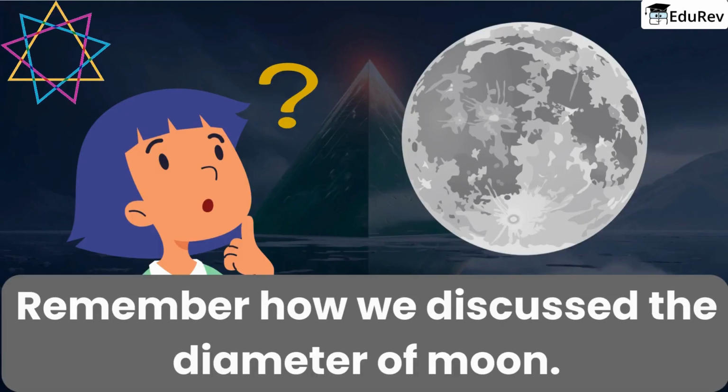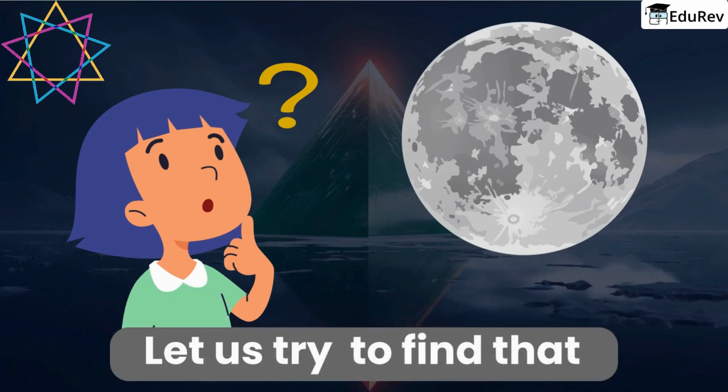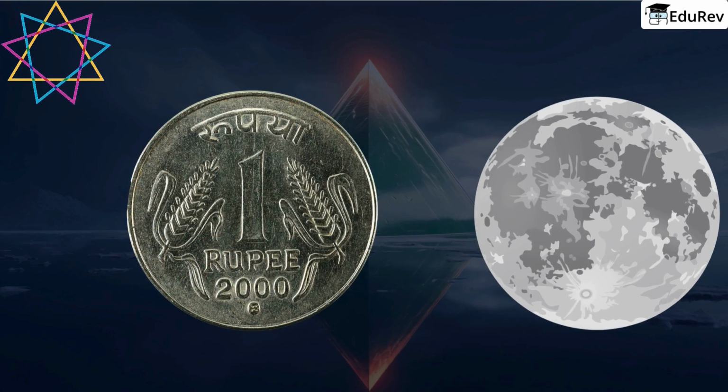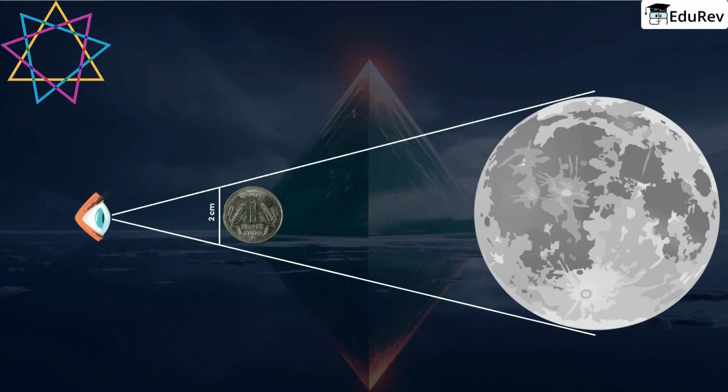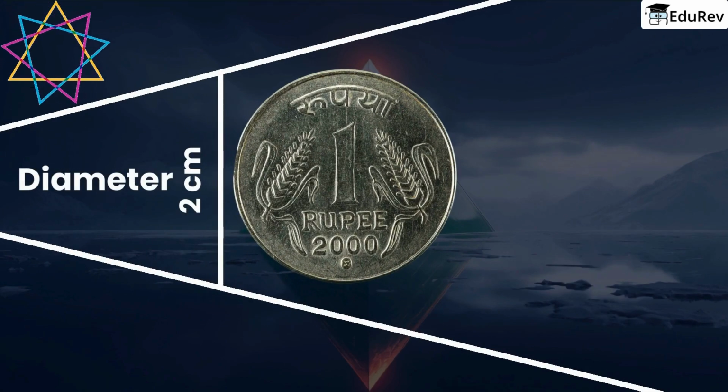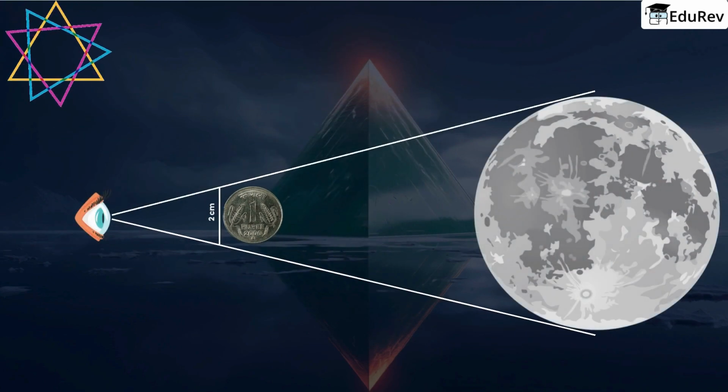Remember how we discussed the diameter of moon? Let us try to find that. Now we take a round coin and place it between our eyes and the moon. Let's say the diameter of coin is 2 centimeters. We have to make sure that it properly covers the moon.